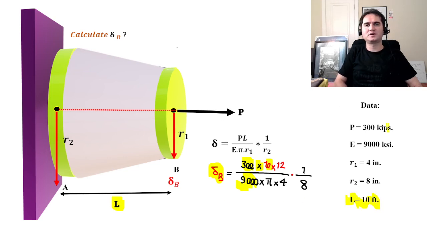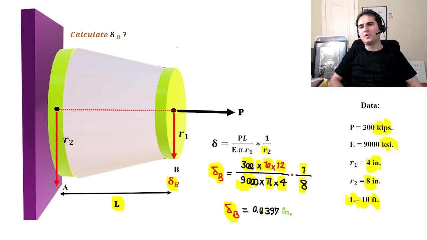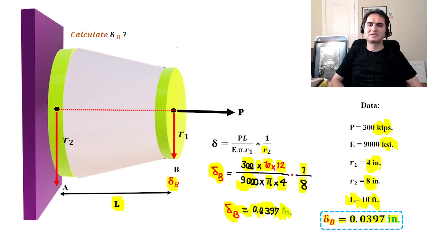Convert everything to inches, because we have kilopounds and ksi, kilopounds per square inch. Each foot is 12 inches, and that's over pi times R1, which is 4 inches, times R2, which is twice R1, that's 8 inches. If you do the math, delta B, the axial deformation at the free end, is 0.0397 inches, almost 0.04 inches.